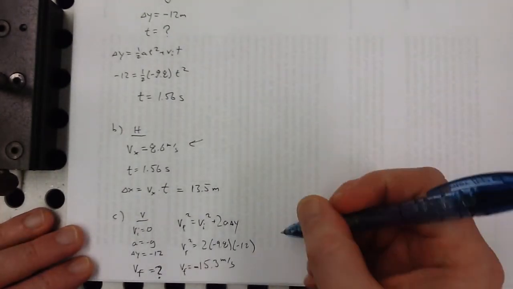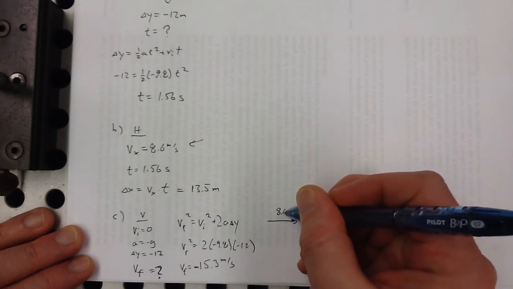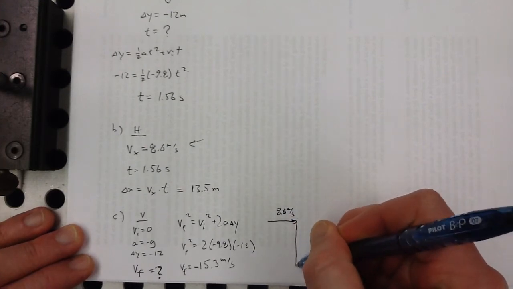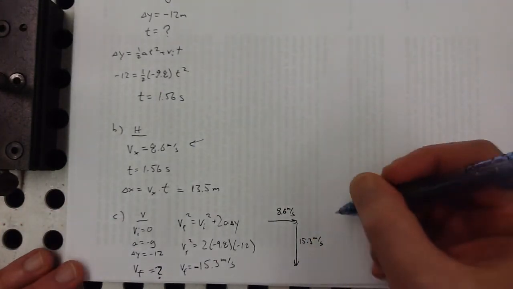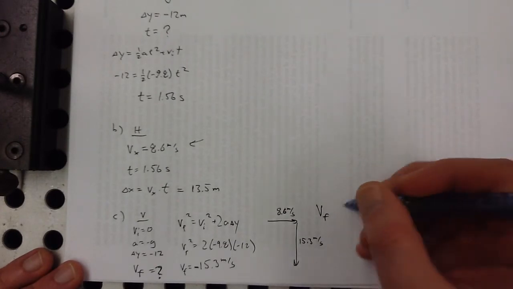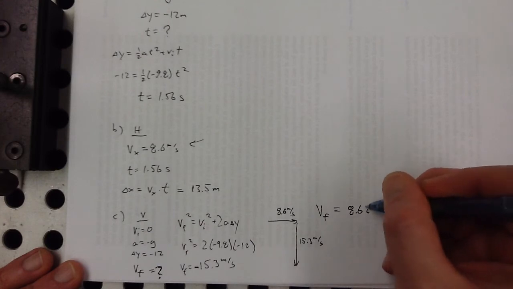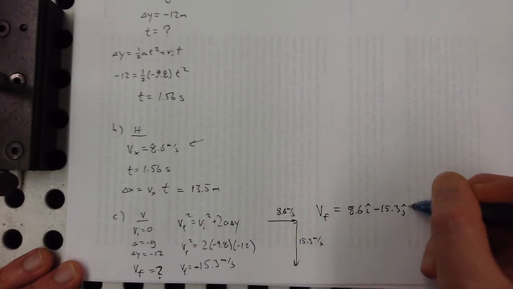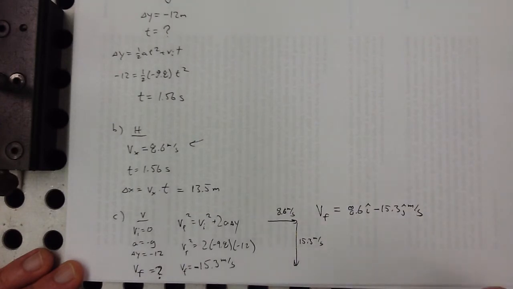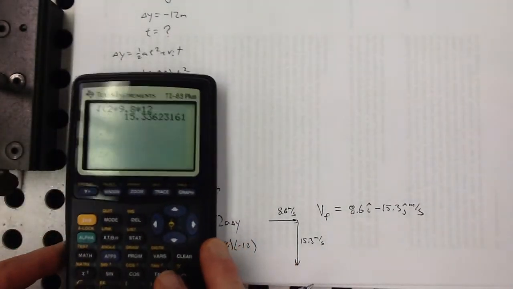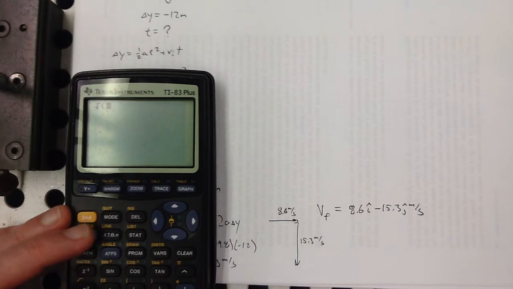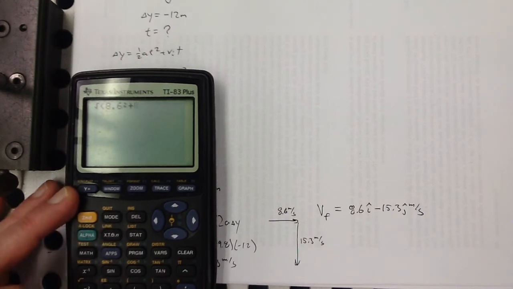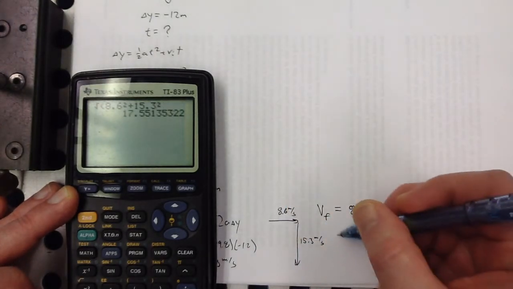Now that means that when he hits the water, he's going 8.6 meters per second this way and 15.3 meters per second this way. So you could say his final velocity is 8.6 i minus 15.3 j meters per second. Or you could say that it is the square root of 8.6 squared plus 15.3 squared.